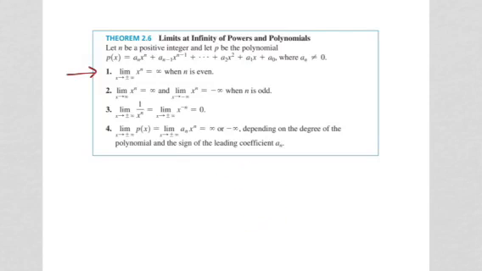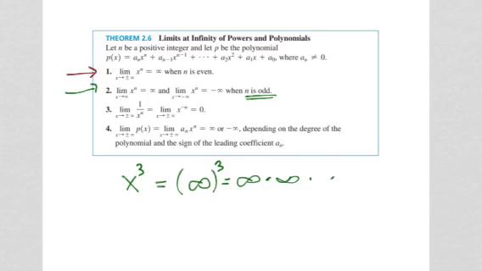Alright, so next line here. What is happening if the limit approaches positive infinity or negative infinity, but this time our exponent is odd. So that's what's different. We have an odd exponent. So for example, we could have an x to the third power. Alright, so if we're looking at the limit as x approaches infinity, that would be something like infinity to the third power, which again would be infinity times infinity times infinity. Since they're all positive, you'd get a positive infinity answer.